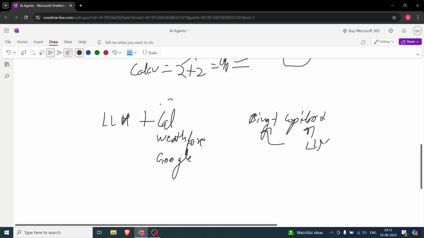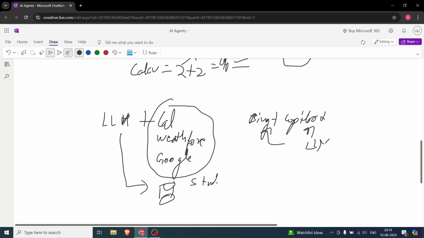Okay, and then there are so many things it can use, and there is also a database, which means, let's say, this LLM knows who you are. It knows whether you are a student, it knows whether you are a male or a female. So basically it is an LLM plus all these capabilities. Okay, this is what makes it an AI agent.